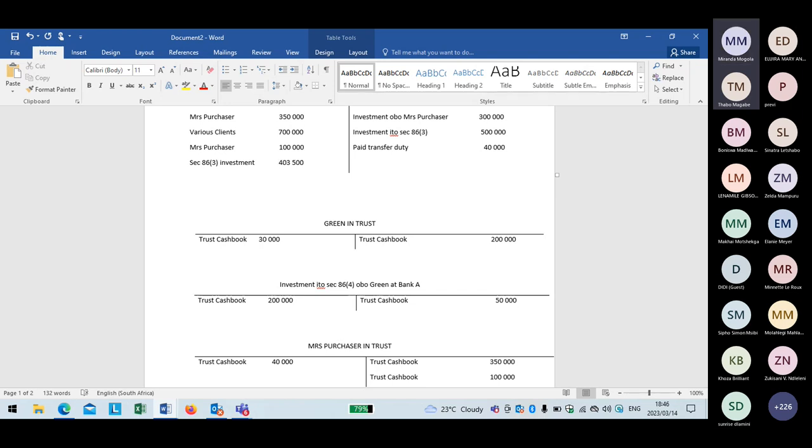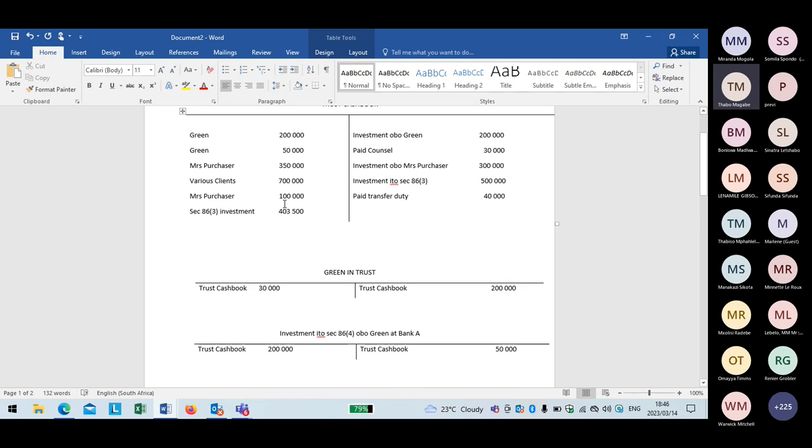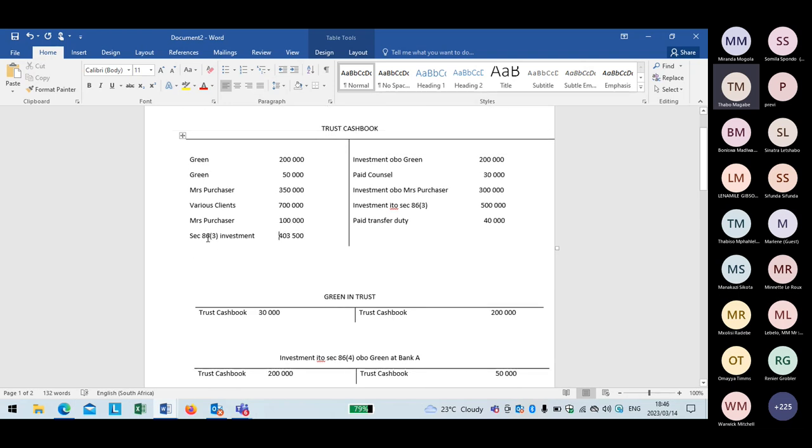So it will be 403,500. Not so? Although if you like, on the debit side of the trust cash book, you can decide to say Section 86.3 investment, and then you write here colon capital 400,000, and below capital you can write interest 3,500. The alternative, you can simply write the whole amount on the debit side as 403,500, and this will be the capital you invested plus the interest you got from the investment account.